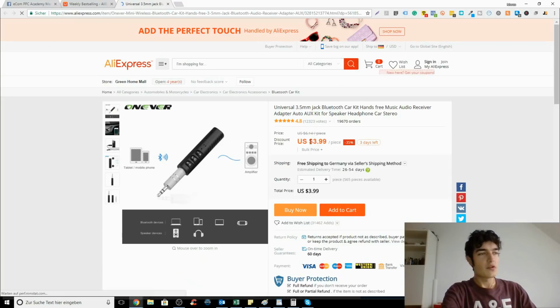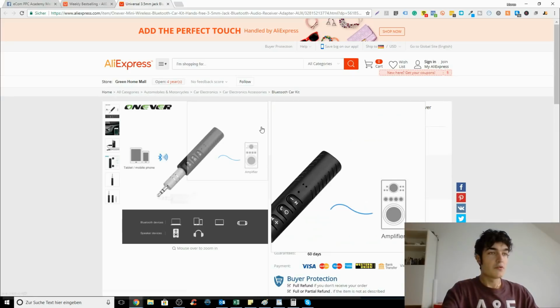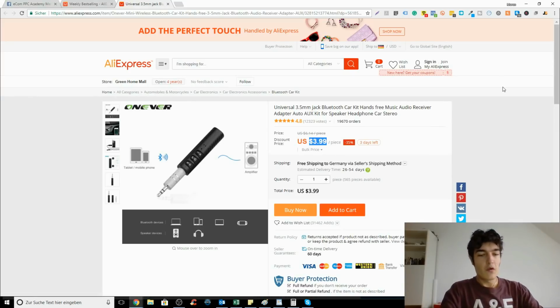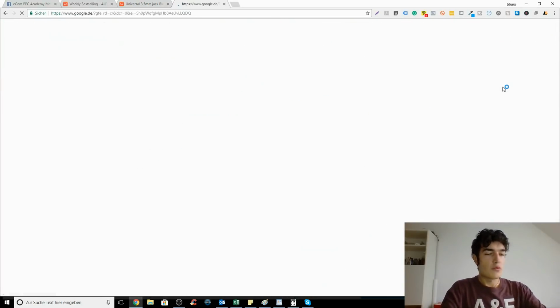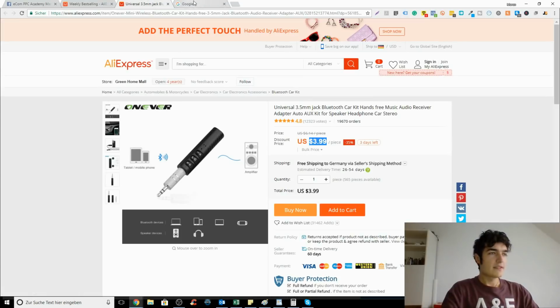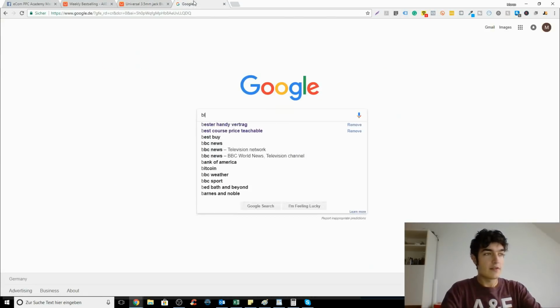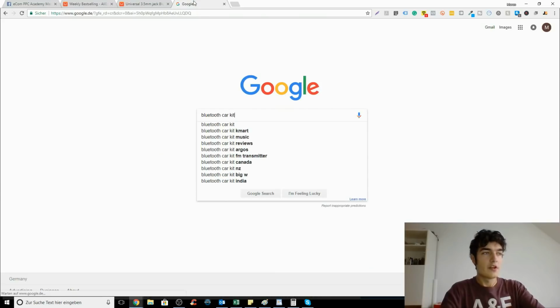It's a little cheap, so in terms of price it is not the very best, but from the product itself, it's a good way to show you the process. So we see here it's a car kit, hands-free, music, audio, receiver, whatever. Let's just move over to Google and check what we can do. So the exact name is Bluetooth car kit, right? So let's just type in Bluetooth car kit.